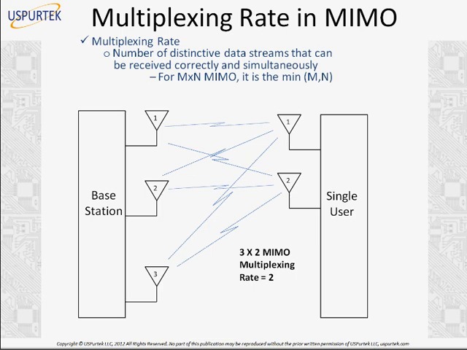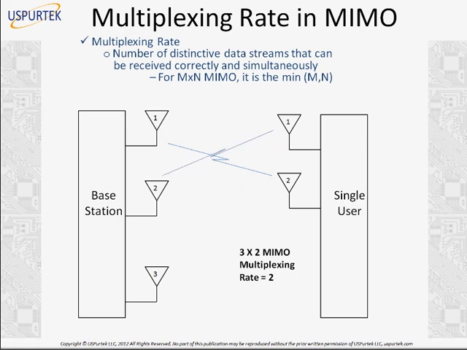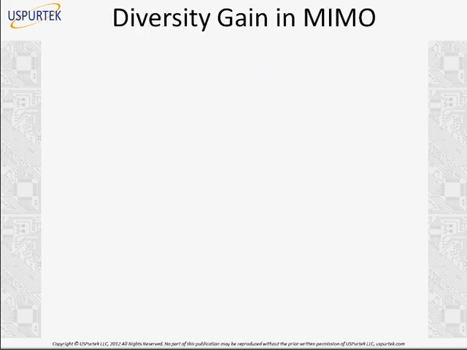You have only 2 antennas on the client side, so you can only have 2 distinct data streams. But there can be several different combinations. You could have a beam going from 1 to 1 and 2 to 2, or you could have 1 to 1 and 3 to 2, or a combination 2 to 2 and 3 to 1, or 1 to 2 and 3 to 1. Again another one, 1 to 2 and 2 to 1. But it's never more than 2.